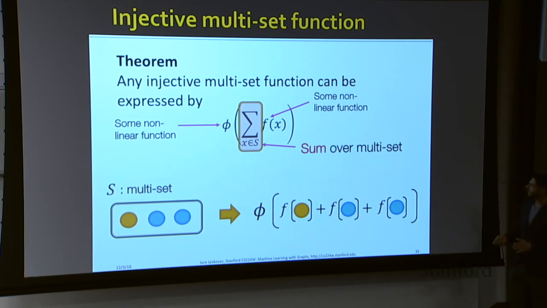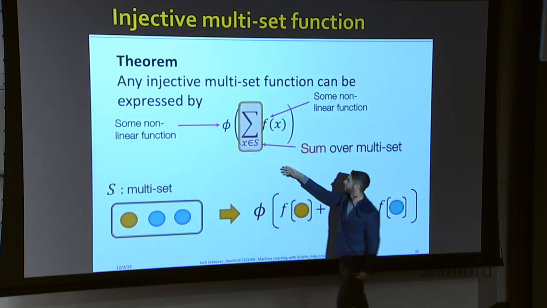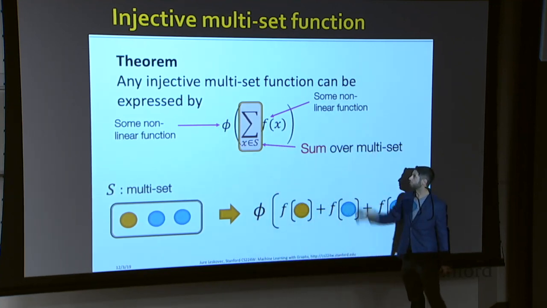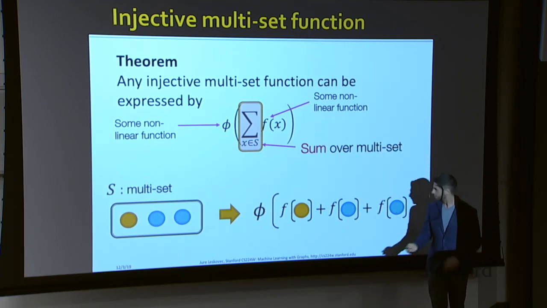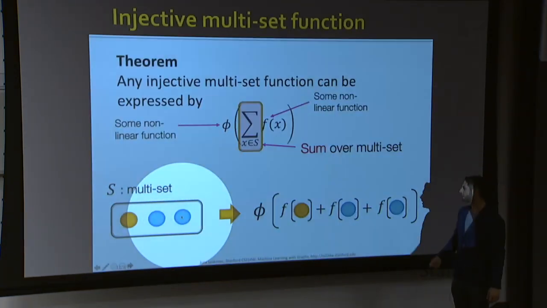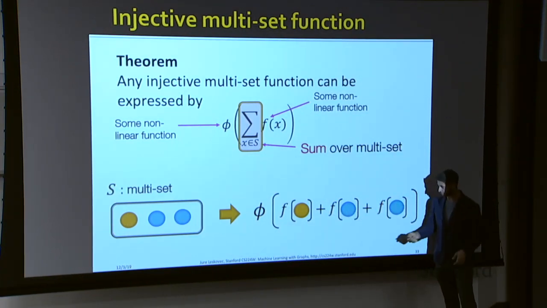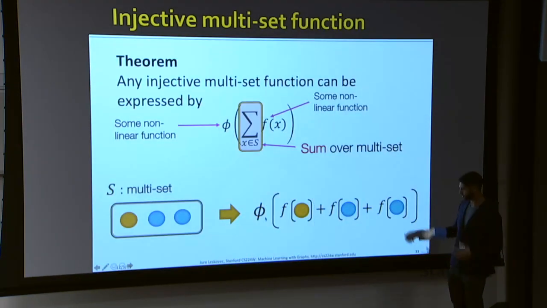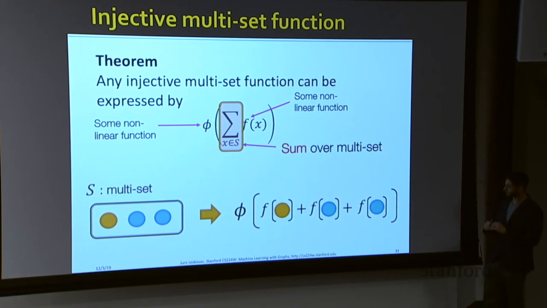Basically, you can think that any injective multiset function can be expressed in this form. There will be some nonlinear function phi at the beginning, and then we sum over all the elements of the multiset, and there we apply a nonlinear function. As you can see here at the bottom, S is our input multiset. We have one yellow node and two blue nodes, and we apply a function to each node. We take their summation, and then we apply another nonlinear function to all of them together. That's the way in which we can model any possible injective function on a multiset.